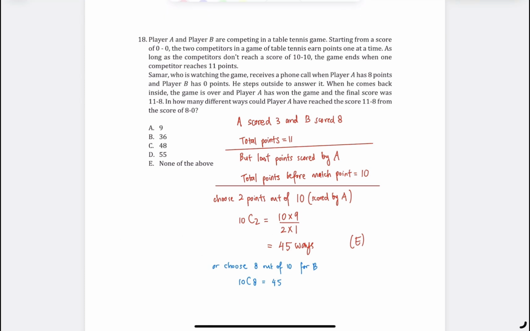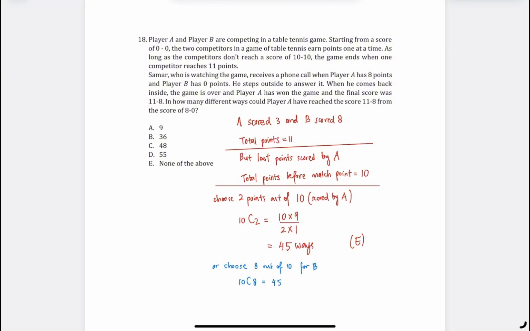Okay, for question 18, player A and player B are competing in the table tennis game, starting from 0-0. As long as nobody reaches 10-10, the game ends when someone reaches 11 points. Samar watched the game and received a phone call when player A had scored 8 and B scored 0. He stepped outside to answer the phone call. When he came back, he saw the game was won by A, 11-8. So in how many ways can the gameplay reach 11-8 from 8-0?